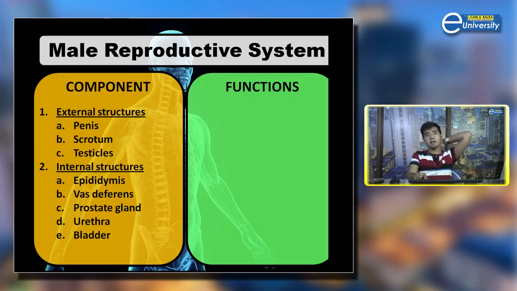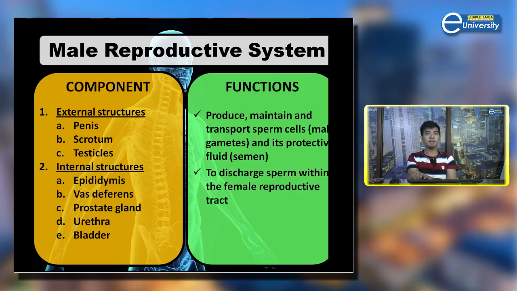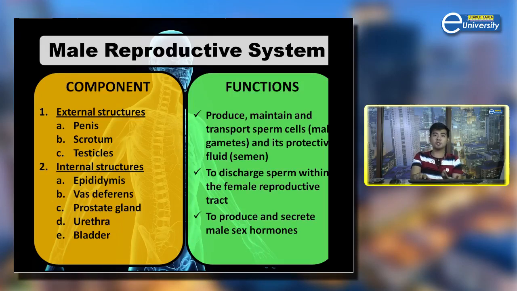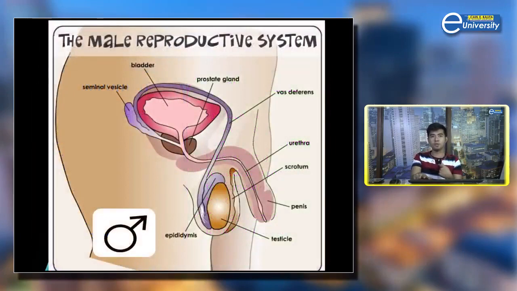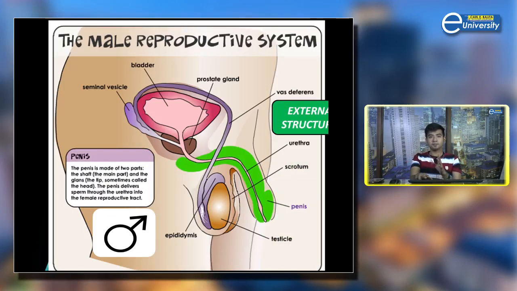So what are the functions of the male reproductive system? Number one, it produces, maintains, and transports sperm cells or male gametes, and it produces protective fluids called semen. And it discharges sperm within the female reproductive tract and produces and secretes male sex hormones. So I have here a cross section of the human reproductive organs showing the internal organs and some external organs. The external structures, we have the penis, scrotum, testicle, and the three external structures.